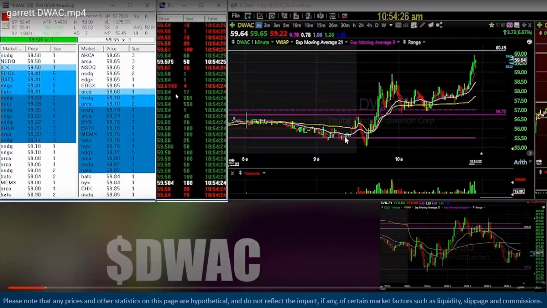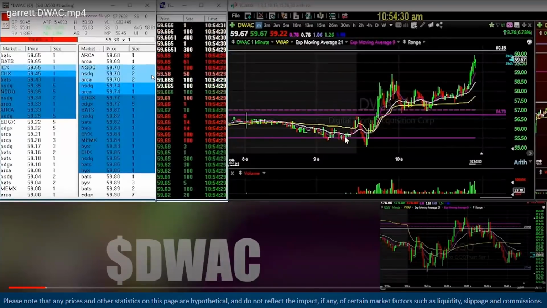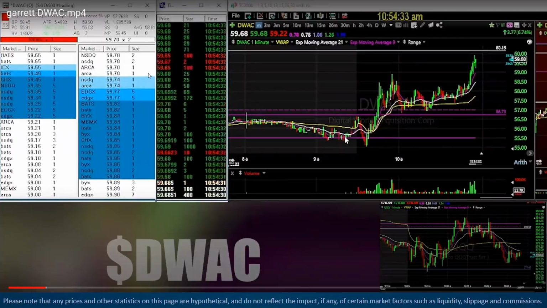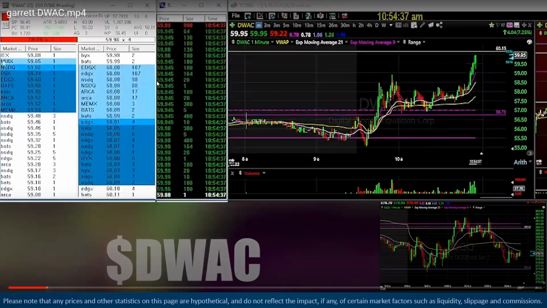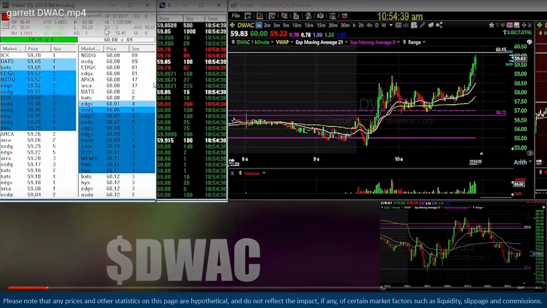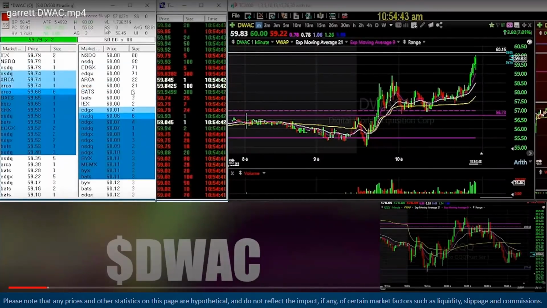So see, the prints are coming in still pretty slow. You're not really getting great action here. This isn't making me feel great about the trade. And so then the 60 comes in, they start to decrement. You see all the offers come up.